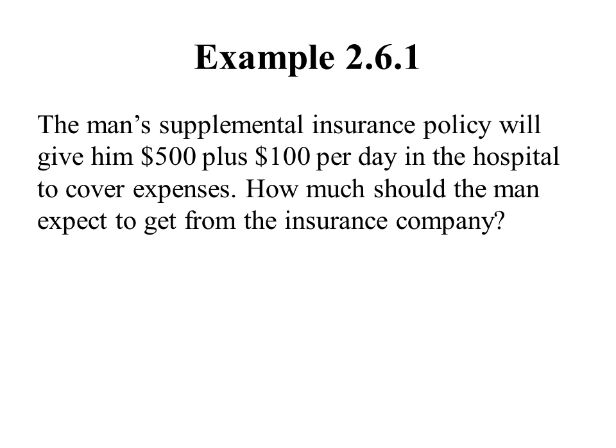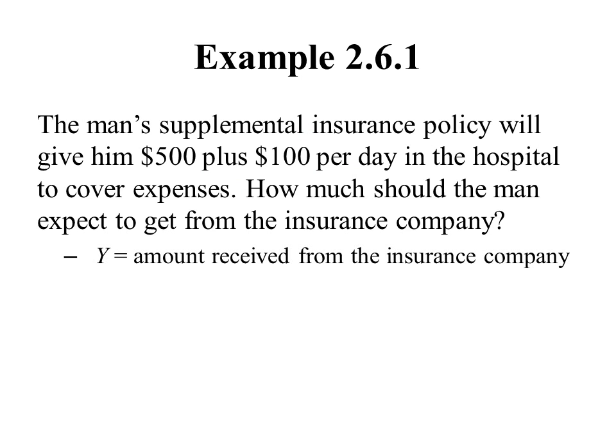The man's supplemental insurance policy will give him $500 plus $100 per day in the hospital to cover expenses. How much should the man expect to get from the insurance company? He's going to get at least $500, but he'd like a better idea of what he can expect to get based off of the given information. So first let's define a random variable, y, to equal the amount received from the insurance company. This is a random variable because he doesn't know exactly what he's going to get until he actually goes in the hospital.